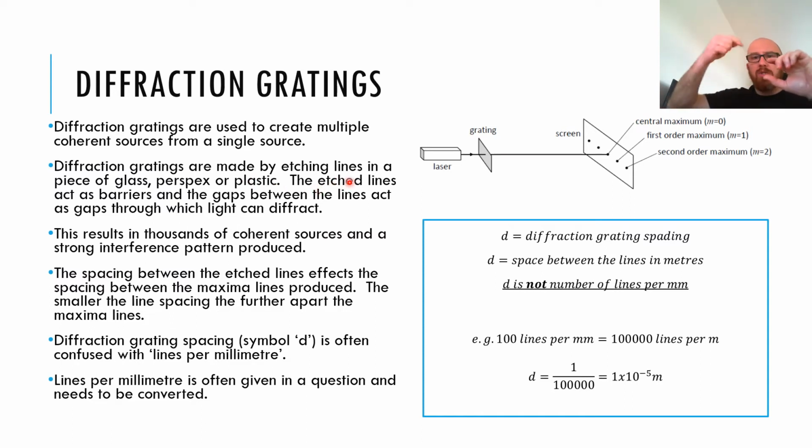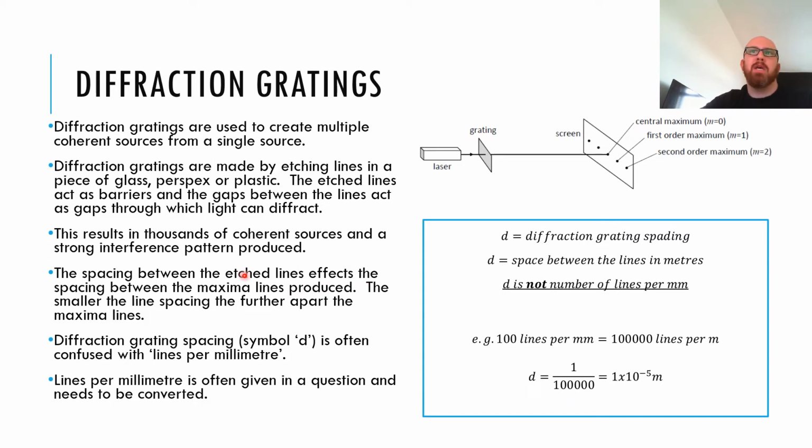You etch the lines, so if you etch the lines on the perspex glass or plastic, they act as barriers because the light can't get through. So if you take a piece of glass and you scratch it, then you see that scratch, the light doesn't come through. If you scratch all over the glass, you won't be able to see through the glass. So the scratch acts as the barrier, and the spaces between the scratches act as the gaps for the diffraction grating to cause interference or multiple coherent sources. This results in thousands of coherent sources and a strong interference pattern produced.